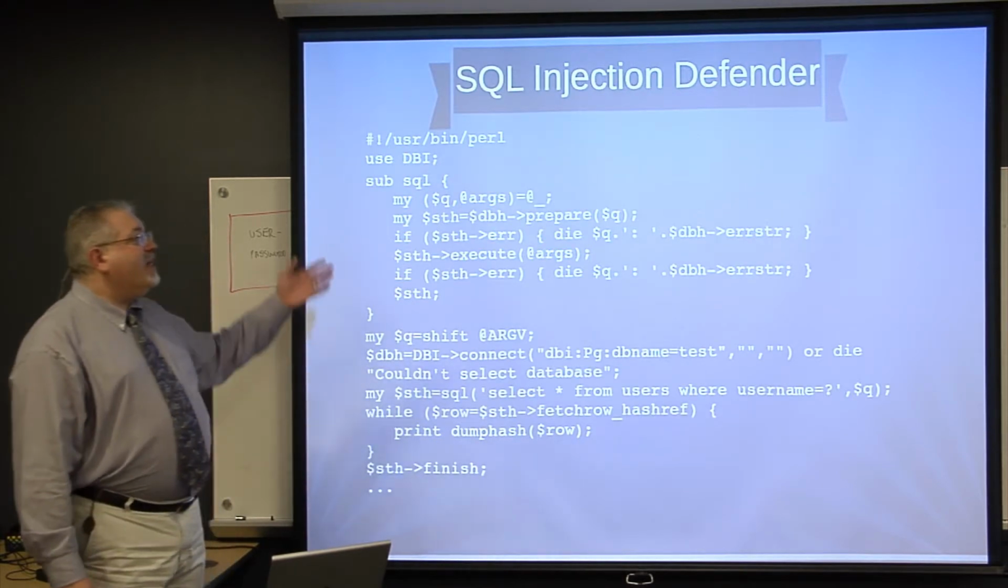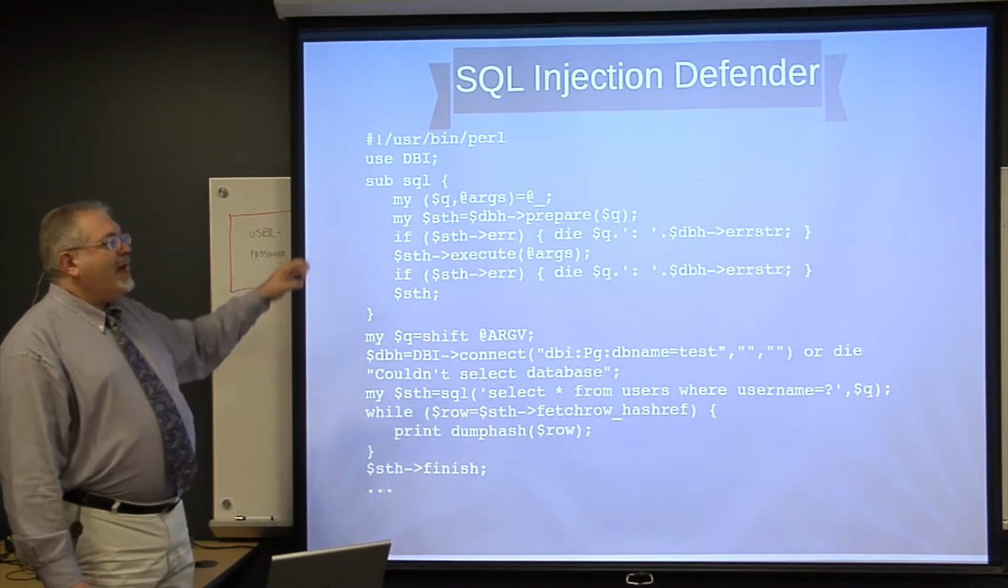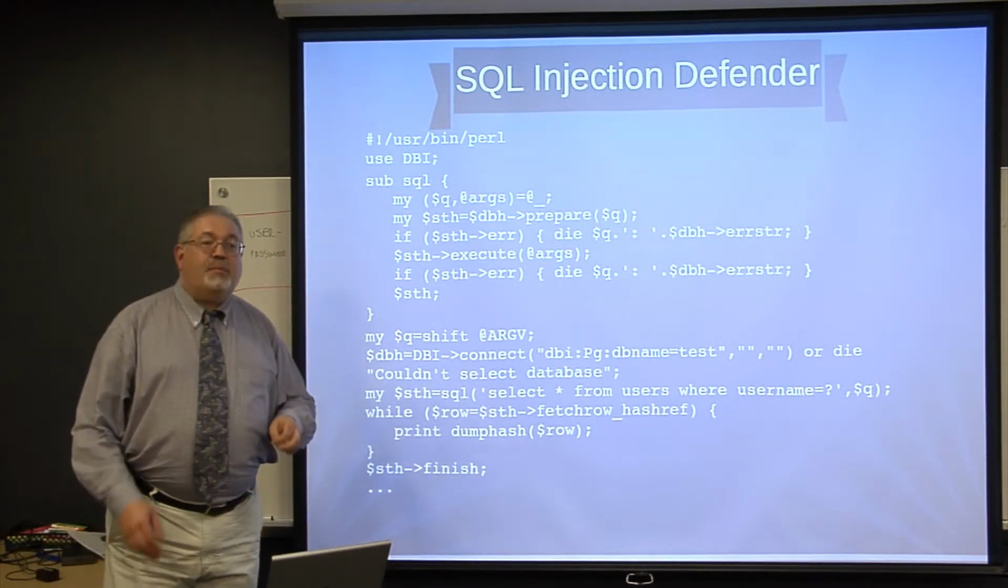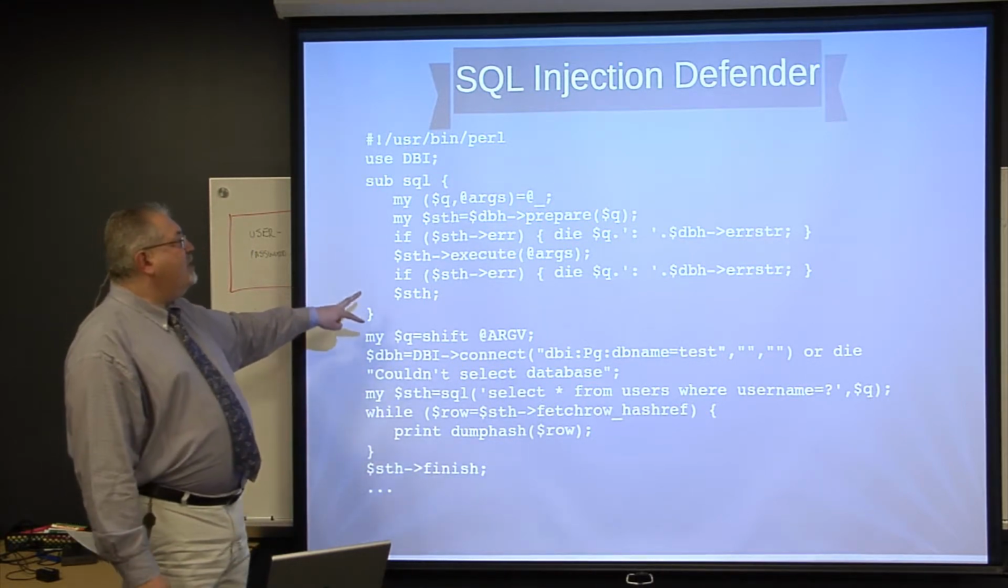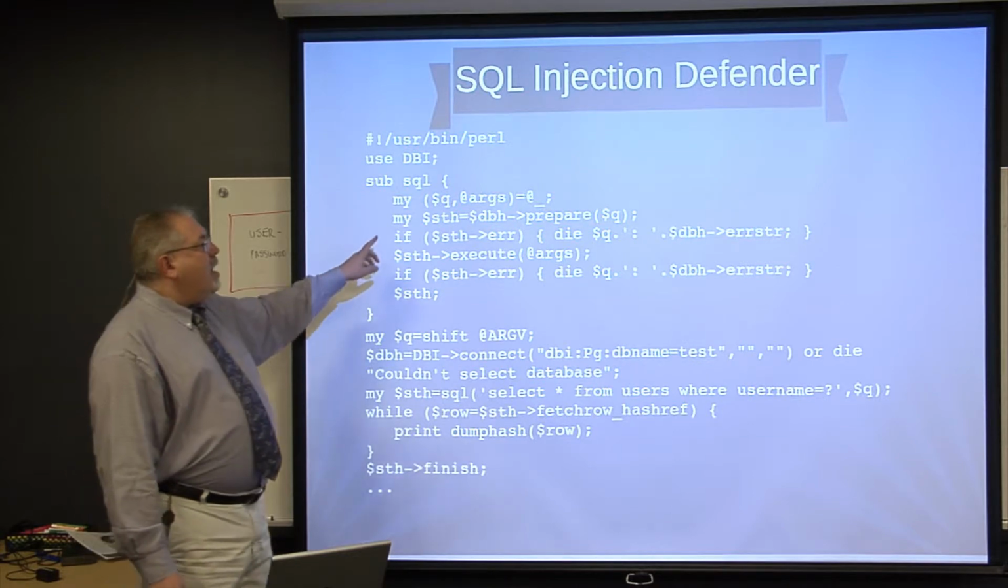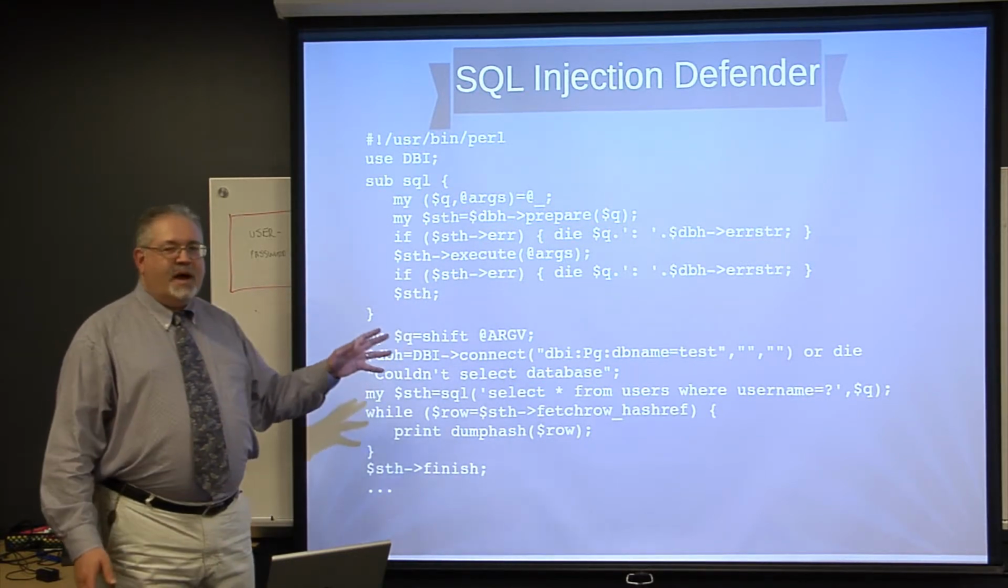So how do you defend against SQL injection? The answer to this is that the DBI allows something called parameters. And the parameters are very nice. So we've made just a couple of changes here to the previous program. And all the programs are available on my website, by the way, under zeoscience.com/perlsec.